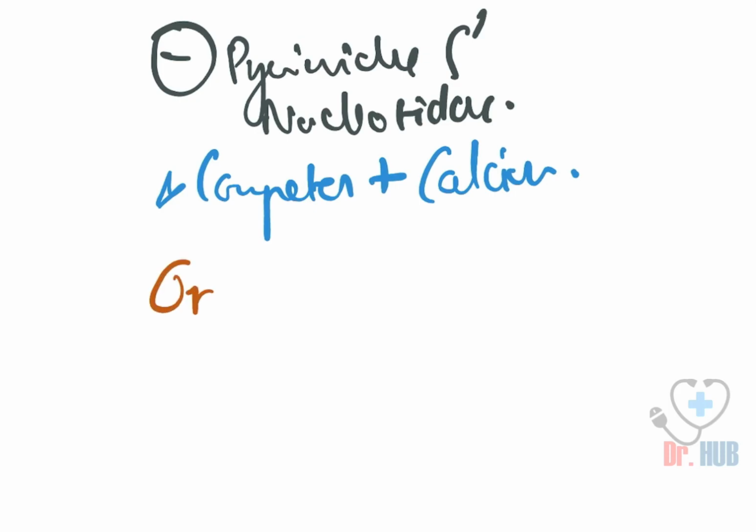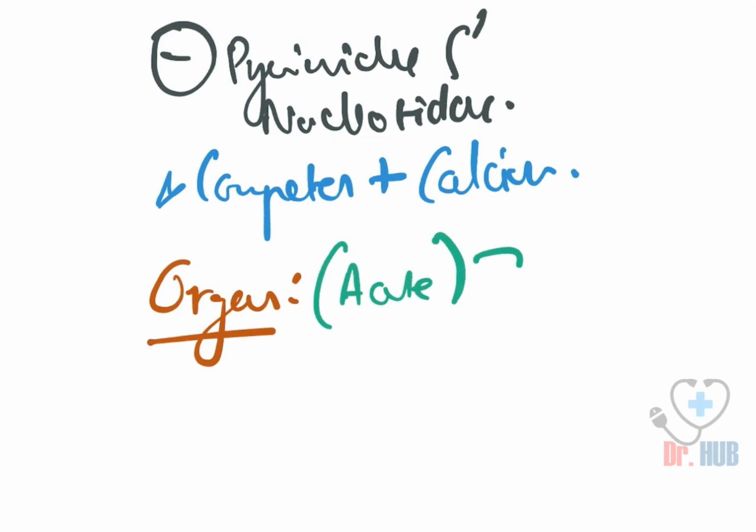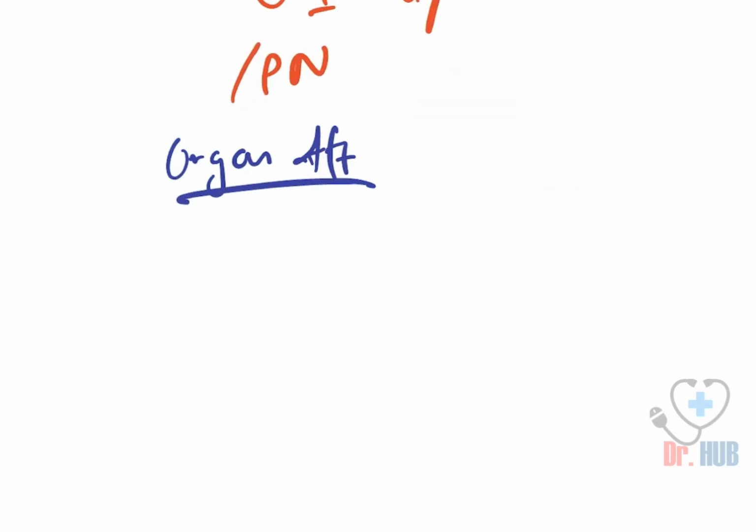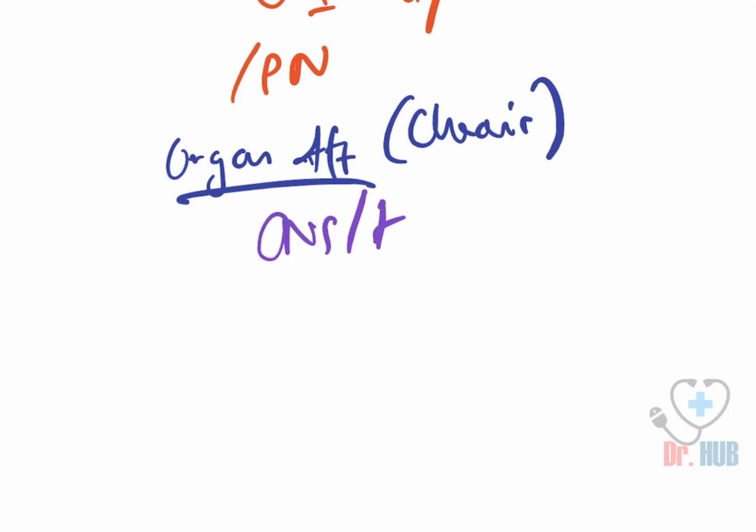So now we are going to look at the organs which are affected due to lead. In case of acute toxicity, the organs affected include the GI tract, the bone marrow, as well as the peripheral nerves. Next, the organs affected in case of chronic toxicity are the CNS as well as the kidney.